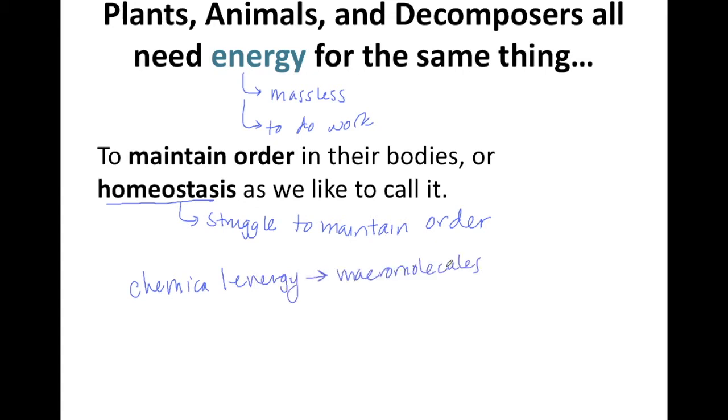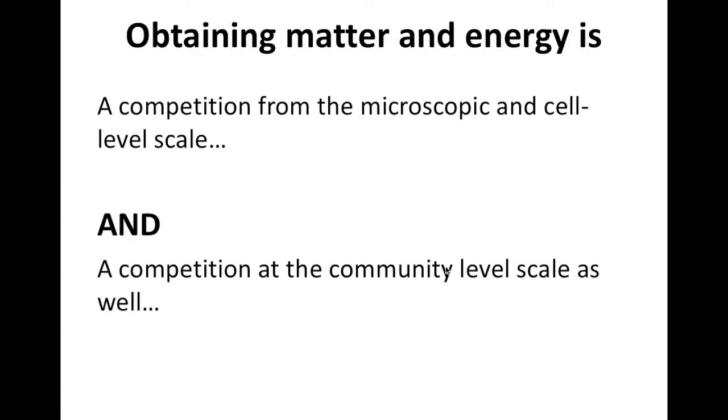We can think of this journey for obtaining energy and matter as a competition at your cell levels. They're basically competing for all of these things with other neighboring cells. But how do we get that matter and energy at the beginning? Well, that's a competition at the community level, or how all these different species living in an ecosystem are going to get it. So they're competing with each other to get the same matter and energy.